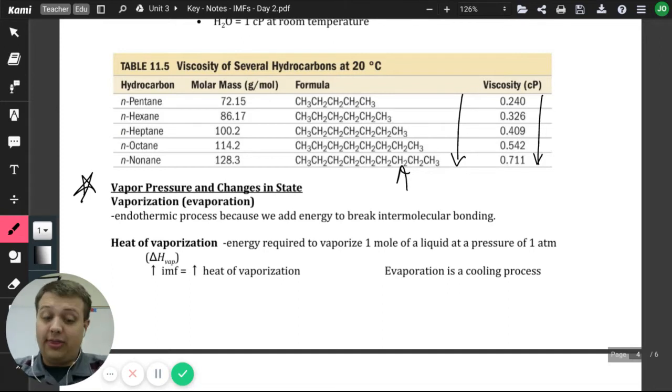Okay. Now, with that, we do have something called heat of vaporization. And basically all that is the amount of energy that's required to vaporize 1 mole of a liquid at a pressure of 1 atmosphere.